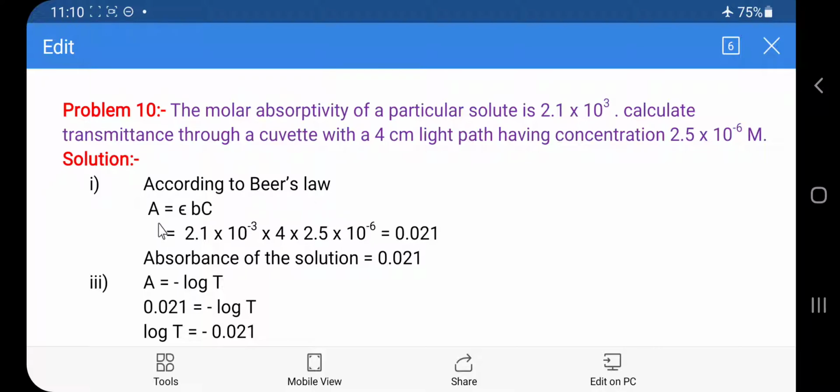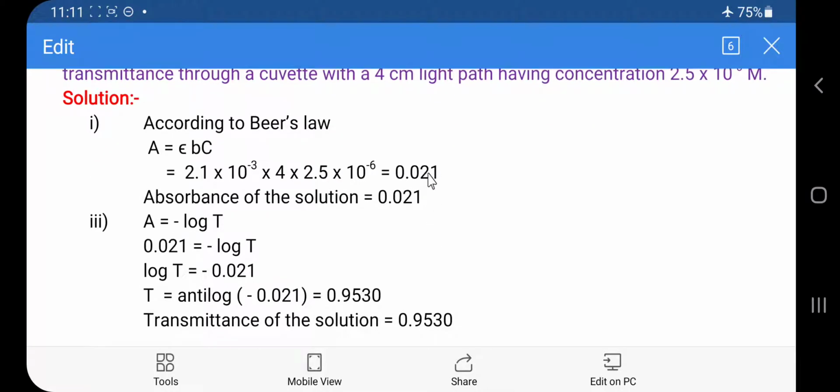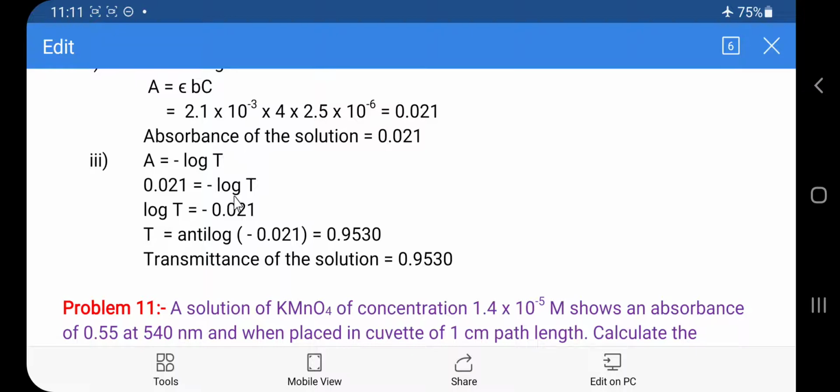According to Beer's law, A = εbC. Substituting the value of epsilon, 2.1 × 10^3, the path length is 4 centimeter, and the concentration is given as 2.5 × 10^-6. When we substitute all the values, we get the absorbance as 0.021. Then from the absorbance value, we can calculate the transmittance by using the formula A = minus log of T. So 0.021 is equal to minus log of T. So T is equal to 0.9530. So the transmittance of the solution is 0.9530.